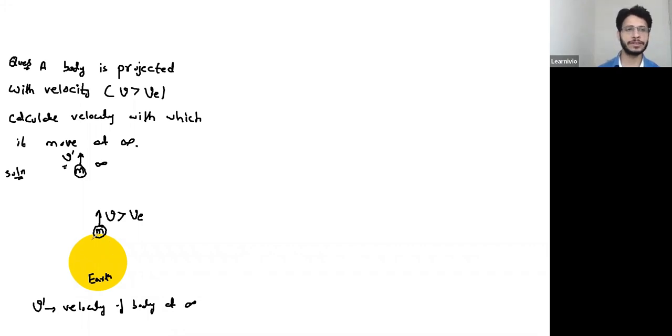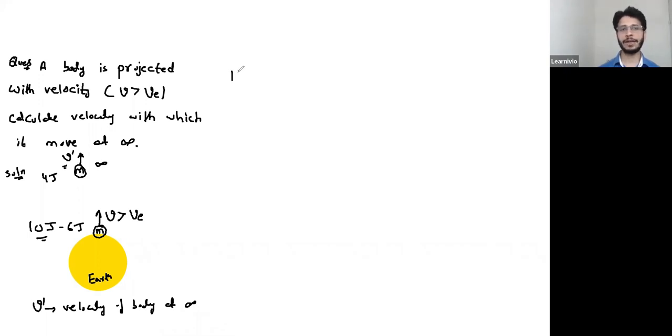If I give this example, like I give a body an energy of 10 joules, and I say that out of this 10 joules, 6 joules is spent in sending this body from the surface of Earth to infinity. Total I provided 10 joules. So how much energy is left with the body at infinity? 4 joules. So this is the 4 joule energy with which the body can travel at infinity.